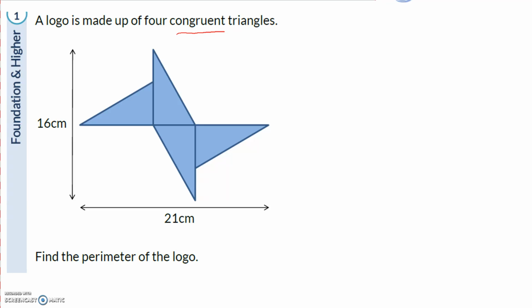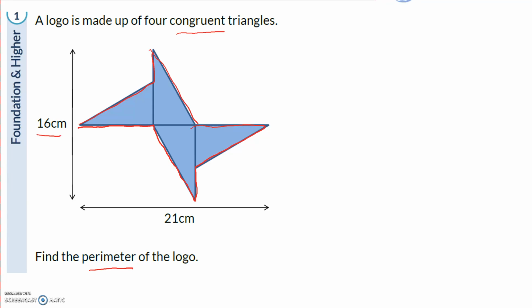So if we cut one of those triangles out, we could overlay it on one of the other triangles, and it'd be exactly the same. Okay, find the perimeter of the logo. So the perimeter, we need to know what that word means. That means the distance all the way around the edge of the shape. So something like that. We need to work out that distance.